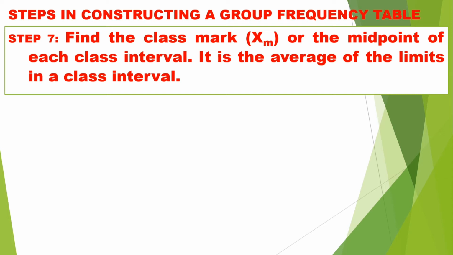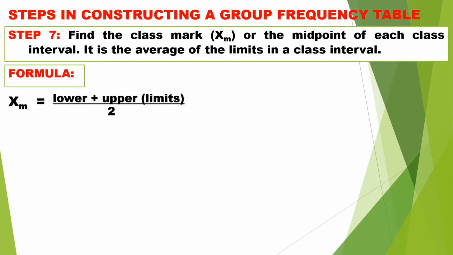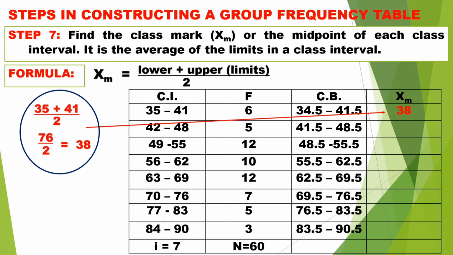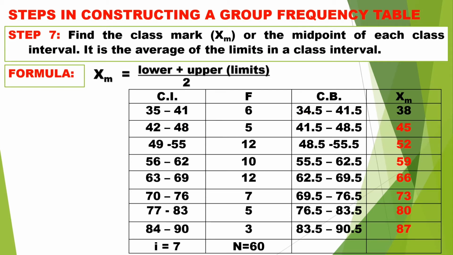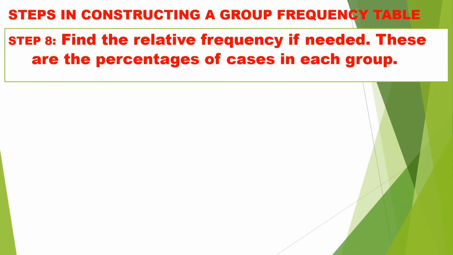It is the average of the limits in the class interval. To find the class mark or midpoint, the formula is x of m equals lower limit plus upper limit divided by 2. The first class mark is 38, came from the sum of the lower limit 35 and the upper limit 41, which is 76, divided by 2 equals 38. Same process will continue until you reach the class mark of the last class interval 84 to 90, which is 87.